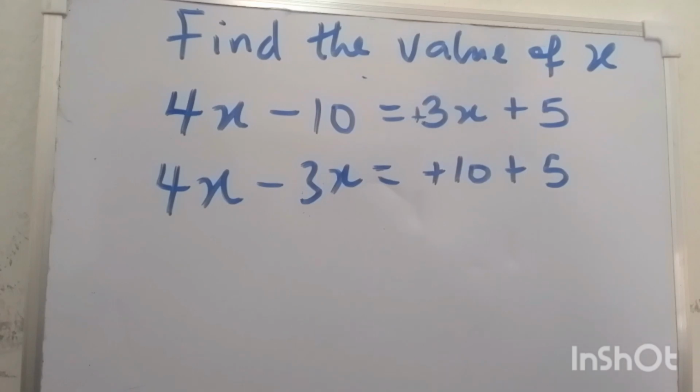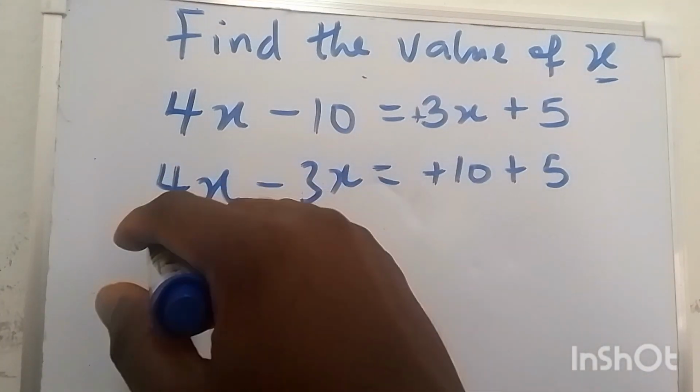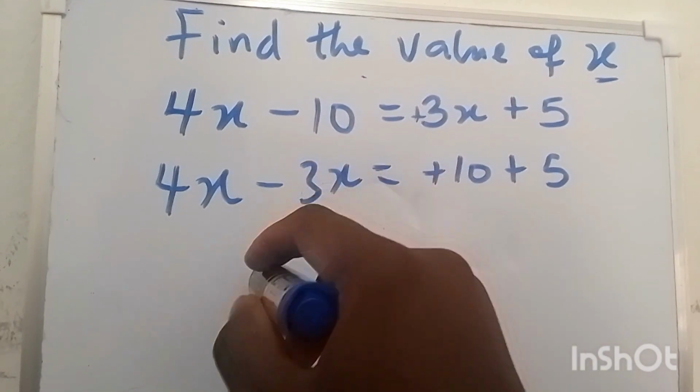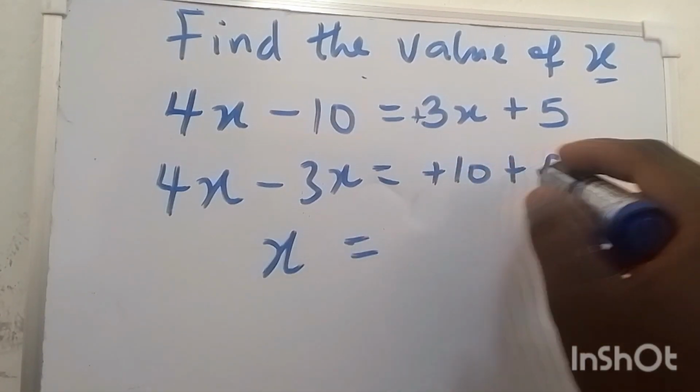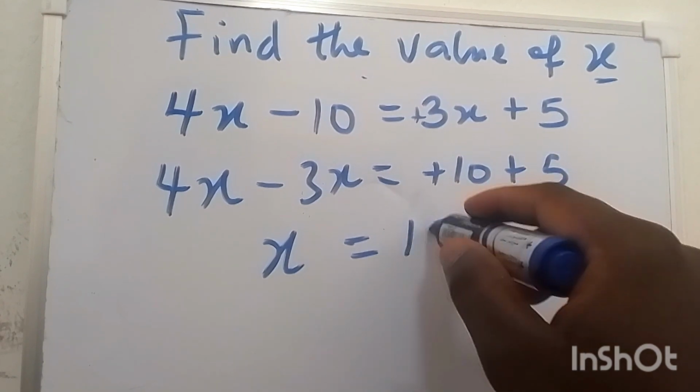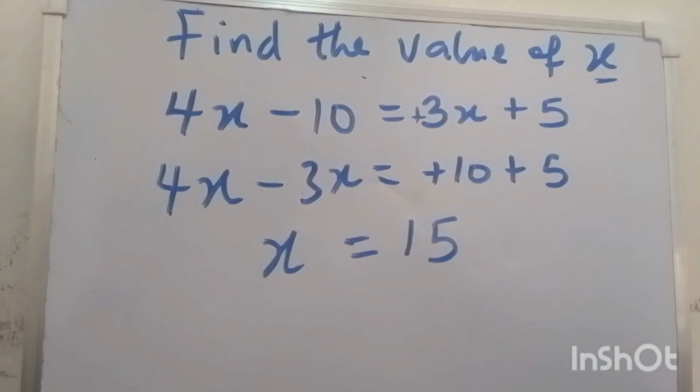And you know that what we are looking for is the value of x. So what is 4x minus 3x? The answer is just a single x. Equal 10 plus 5, which equal to 15. Alright, so this is an example of linear equation.